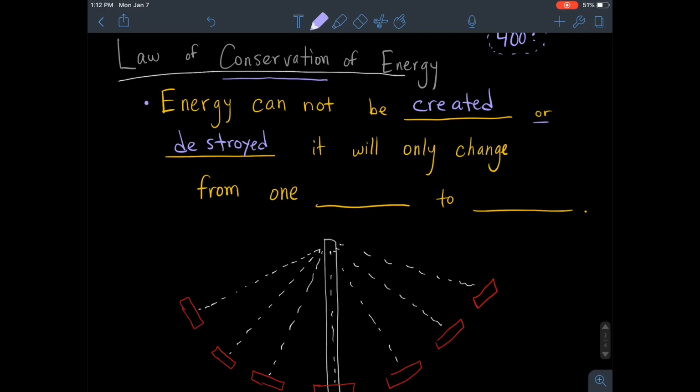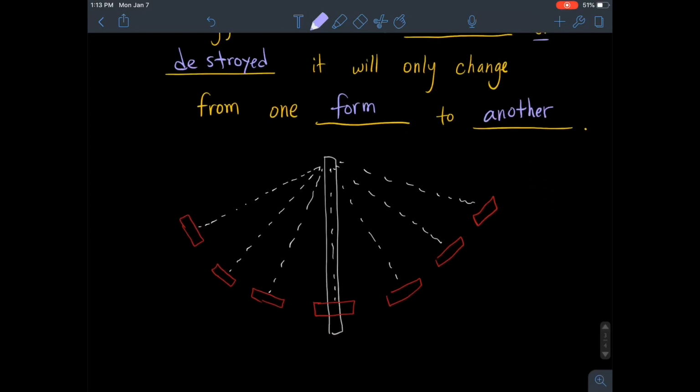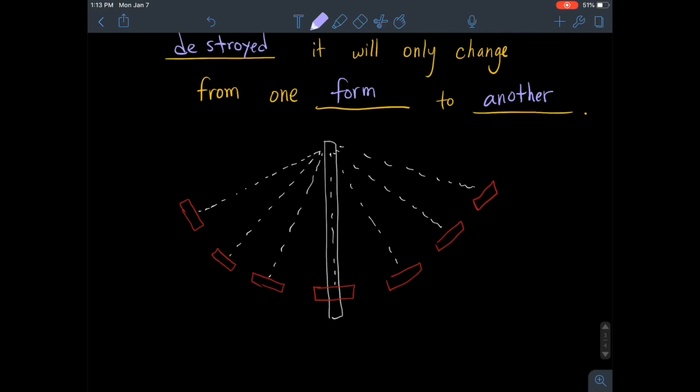It will only change from one form to another. So it's easy to look at the difference between potential energy and kinetic energy. So let's look at it here with a swing.